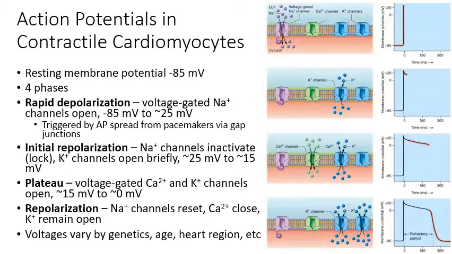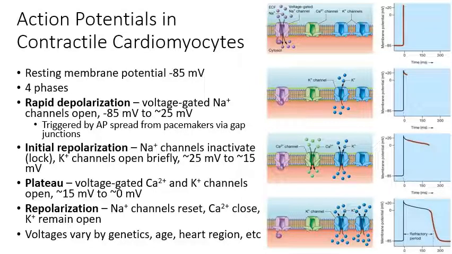So now we'll cover how action potentials occur in contractile cardiomyocytes, which are the regular cardiomyocytes, not the pacemakers. These cells do have a resting membrane potential. They are not constantly cycling through action potentials, so they have a resting membrane potential, and it's about -85 millivolts. There's 4 phases to action potentials in the contractile cardiomyocytes, but the phases are different than the phases for the pacemakers, and the ion channels involved are somewhat different as well.